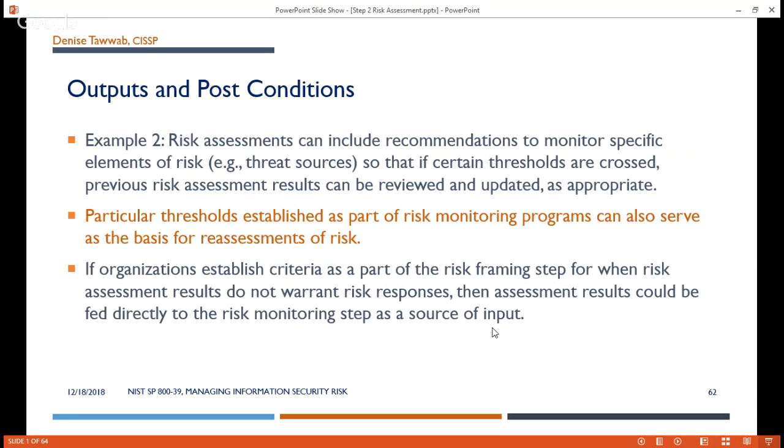Particular thresholds established as part of risk monitoring programs can also serve as the basis for reassessments of risk. If organizations establish criteria as a part of the risk framing step for when risk assessment results do not warrant risk responses, then assessment results could be fed directly to the risk monitoring step as a source of input.